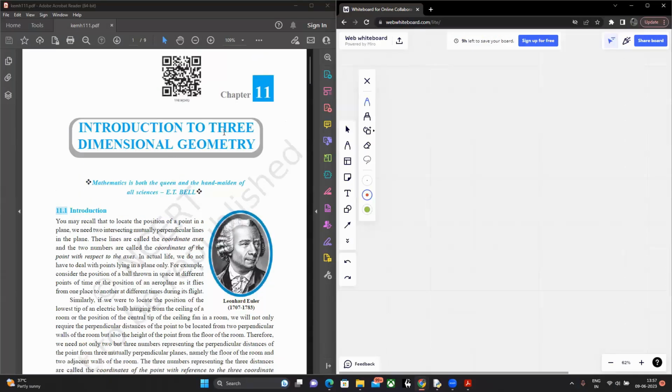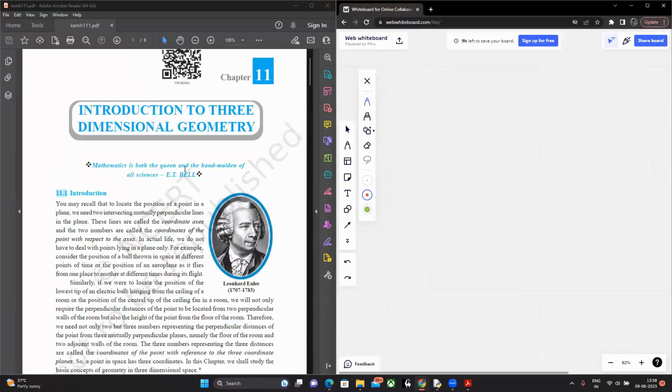For all those of you who have not seen the maths textbook, you have a quote from E.T. Bell that maths is both the queen and the handmaiden of all sciences. A very interesting quote, because frankly speaking, no science can exist without maths, because maths is the underlying calculation for all sciences. But that's neither here nor there.